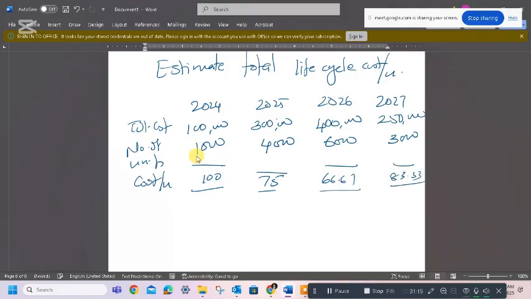Instead of doing this, which is traditional, what life cycle costing says is, add up all the costs: 100, 300, 400, another 400, 800, plus 250, 1,050,000 life cycle cost. Life cycle volume: 1,000, 4,000, 5,000, plus 6,000, 11,000, plus 3,000, 14,000.